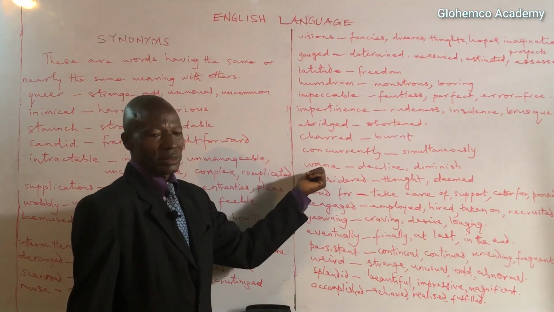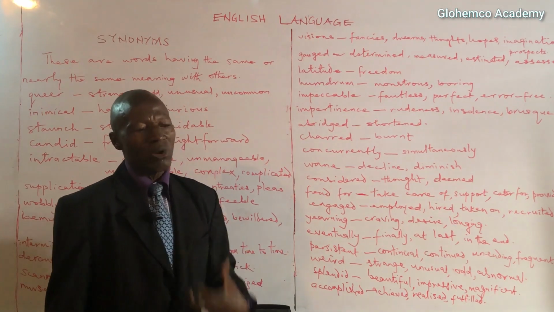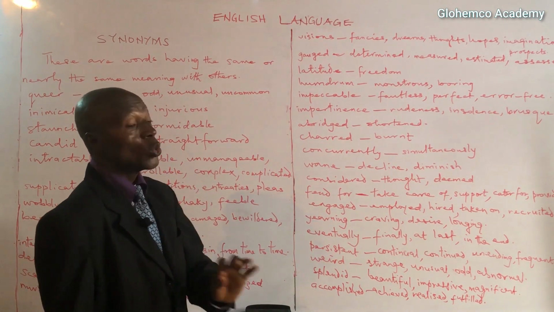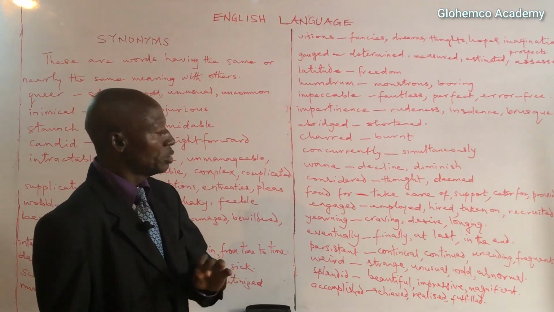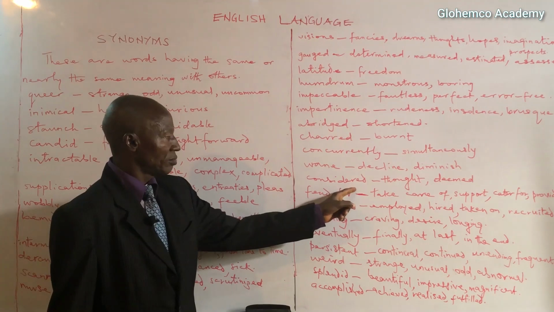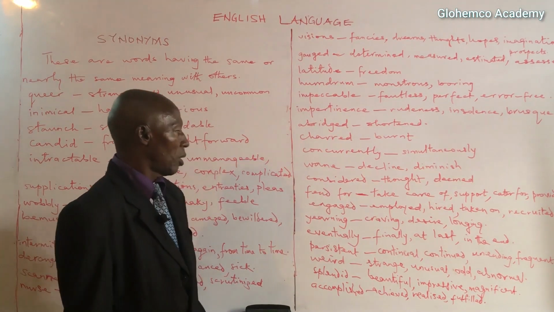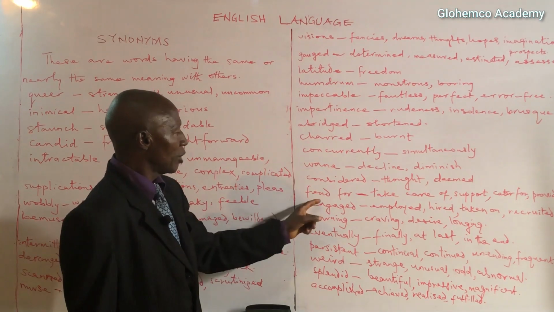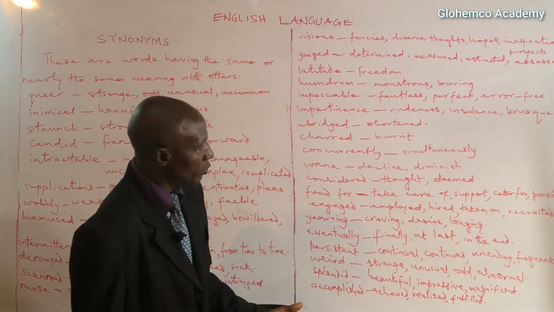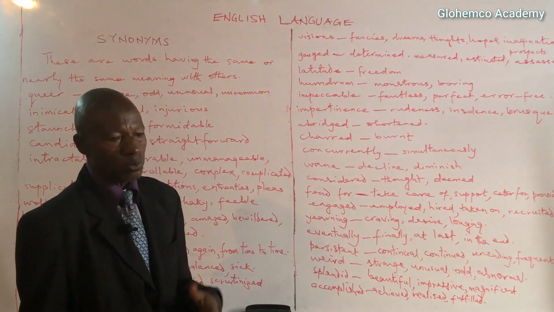Then we have wane, decline or diminish. When you talk of the popularity of a person waning, say his popularity has waned. It simply means it has diminished, it has declined. So we have considered. When you consider something, you thought over it, you deemed. All right, in some cases. Then fend for. To fend for means to take care of, to support, to cater for, or provide for.